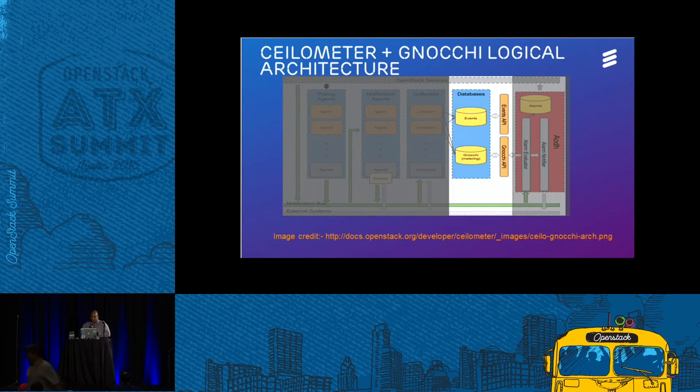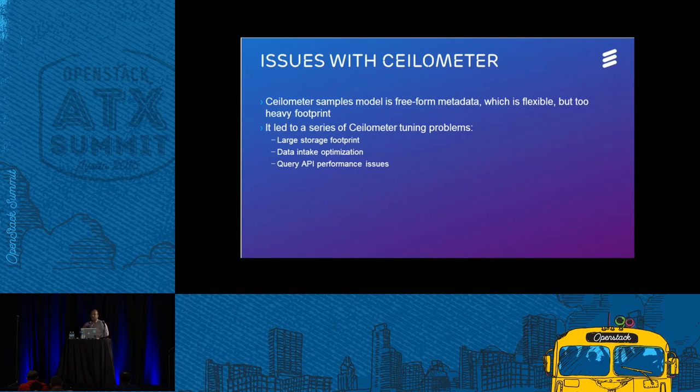So now, why are we talking about this, right? What problem are we trying to solve? There is an issue with the ceilometer today. The ceilometer samples model is free-form metadata, which is flexible, but it's too heavy. If you look, the way ceilometer stores the data in the database is as a big string. All the information it is collecting, it is basically dumping as a big string. It is good, but when you have a lot of samples in the database, and you try to probe and retrieve them, it is a very difficult job from the aspect of the API.